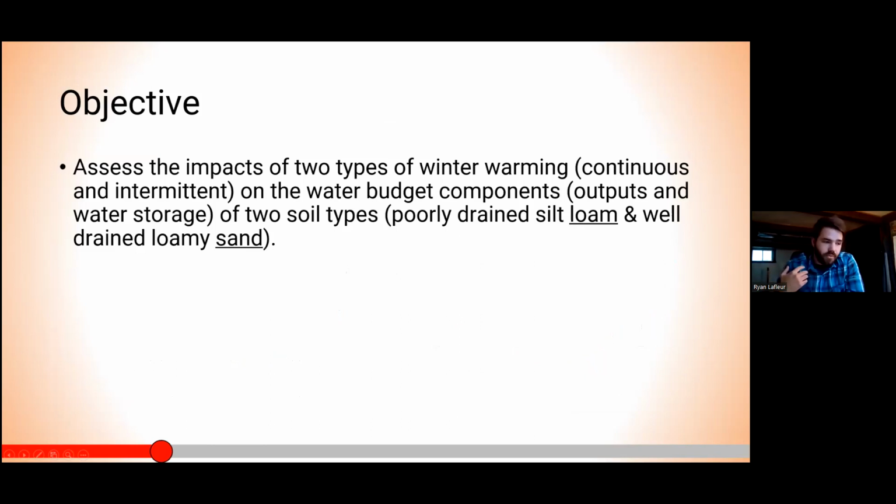The objective of our assessment was to assess the impact of these two different simulated winter conditions on the water budget, primarily its outputs and water storage. And we wanted to do this on two different soil types, one being a silty loam and one being a loamy sand.